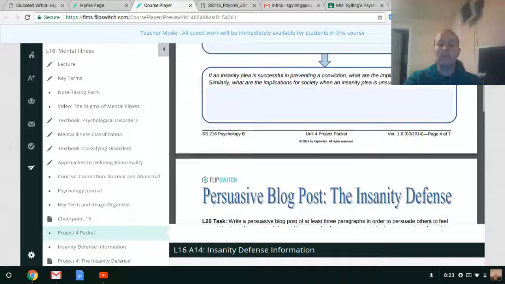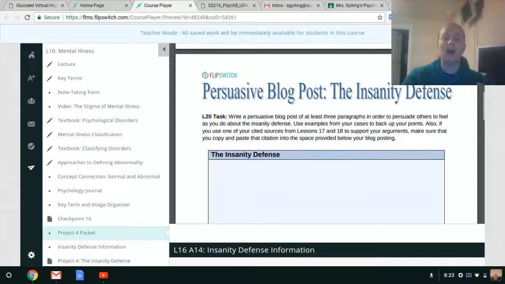Then the very last step, you are going to write a persuasive blog post. I'm sure you've all gone online and you've seen different blogs where people write things expressing their opinions. They're trying to tell the world how they feel about something, and they're trying to help people understand their point of view and accept that point of view essentially as their own. So you're going to be persuasive in this.